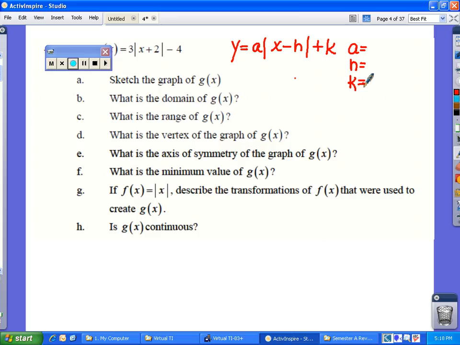The a is 3, the h is negative 2. Because of the negative here, we actually see the opposite of what we have. And our k value is negative 4. We'll need this information to sketch the graph. I'm just going to put a very basic graph here.